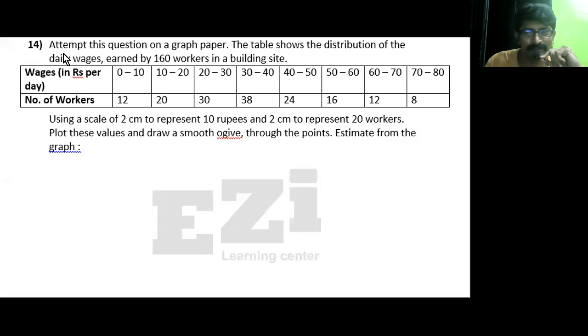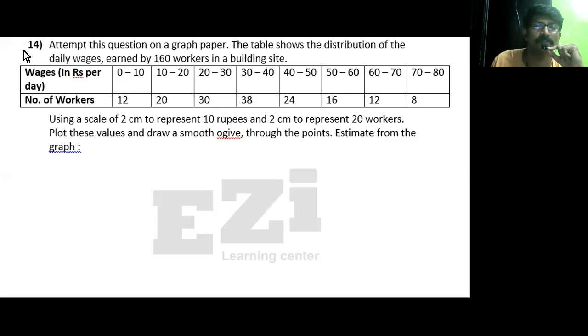So welcome students. Now in this part of the video, we're going to learn how to do a compulsory question of 6 marks in every board exam of 10th standard ICSE board. In every ICSE 10th standard board examination, there is one 6 marker question called an OGIVE. Now what is this OGIVE, why we have to draw it, and what we're going to get from it, I'll tell you each and every small and minute detail in this part of the video.